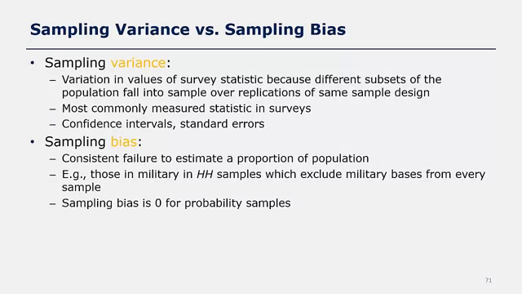Sampling bias, however, appears when I have a consistent failure to estimate a proportion of the population, right? So this would be a portion of the population, like military employees not covered in household samples because the military bases are excluded. They have a sampling probability of 0, and that would cause a sampling bias.